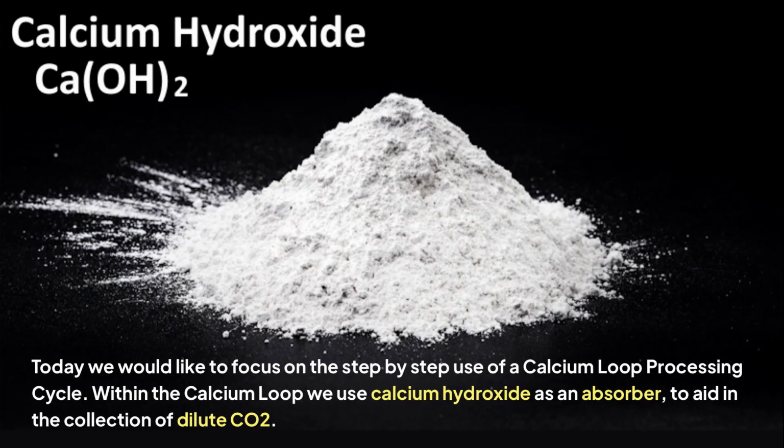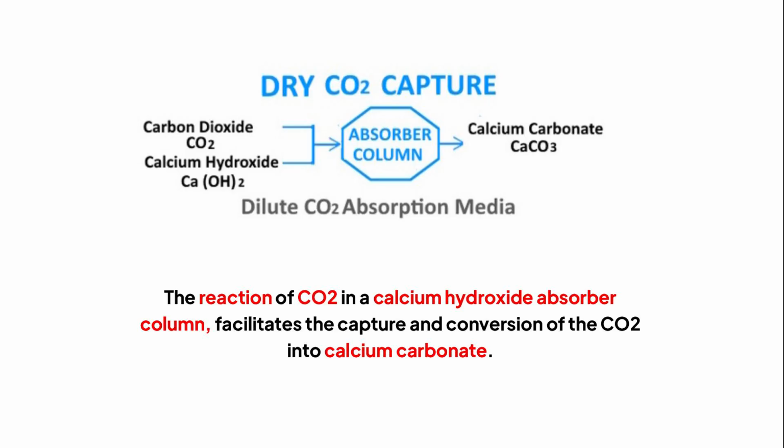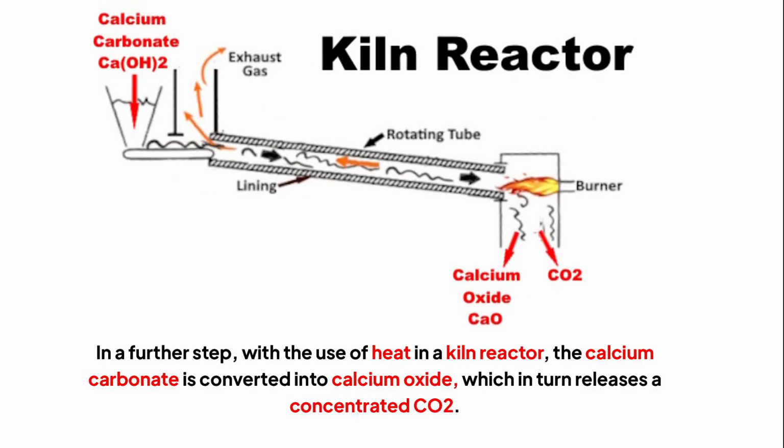Within the calcium loop we use calcium hydroxide as an absorber, to aid in the collection of dilute CO2. The reaction of CO2 in a calcium hydroxide absorber column facilitates the capture and conversion of the CO2 into calcium carbonate. In a further step, with the use of heat in a kiln reactor, the calcium carbonate is converted into calcium oxide, which in turn releases a concentrated CO2.